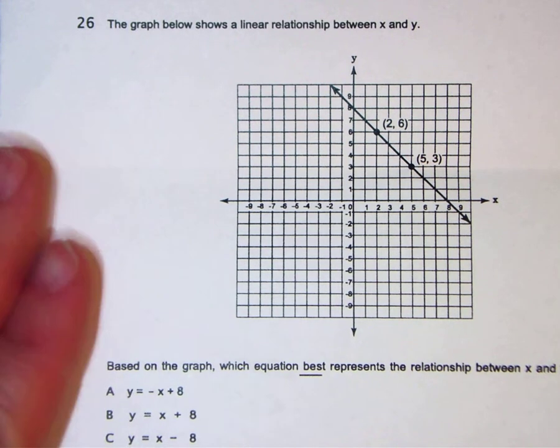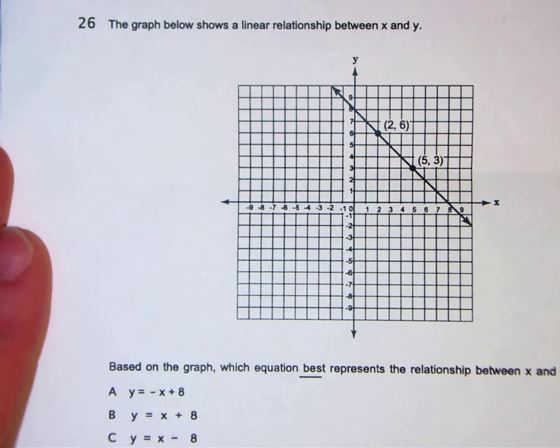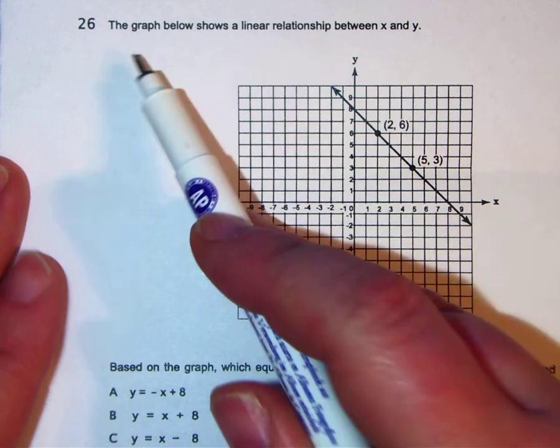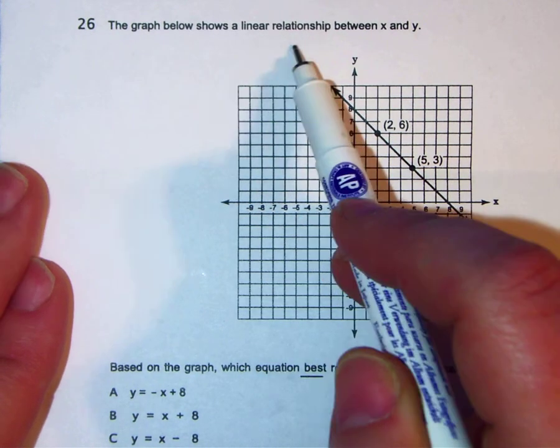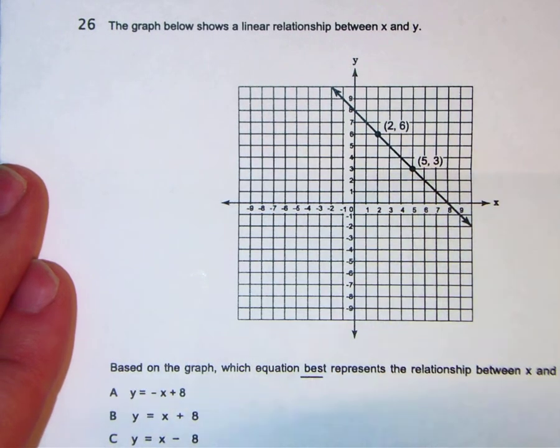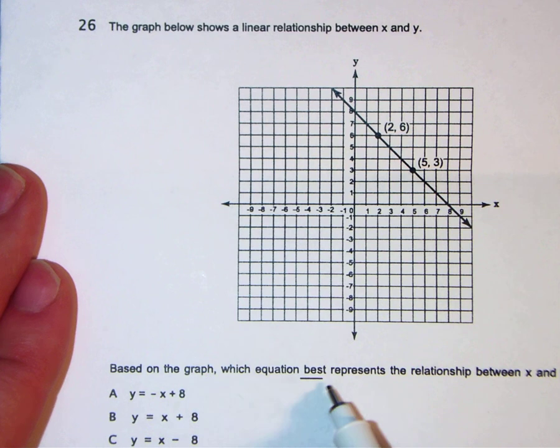Okay, on practice test 26, this one has a lot of stuff going on too. It says the graph below shows a linear relationship between x and y. And based on the graph, which equation best represents the relationship between x and y?